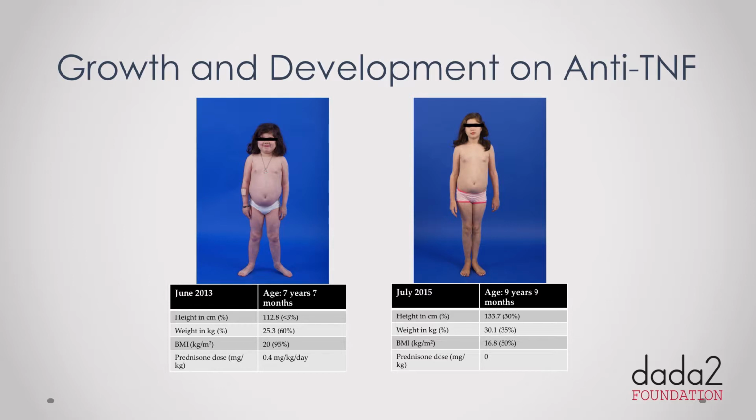Just 25 months after starting treatment, you can see she grew 20 centimeters. Her prednisone dose was reduced to absolutely nothing, and she's growing into her spleen size. It's still big, but we are not seeing the progression that we were. And the livedo, although still there, has faded.